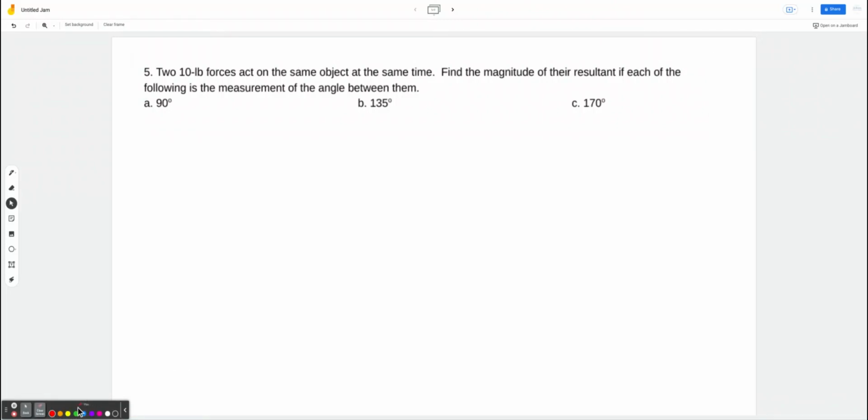Why is this thing so small? What did I do to it? I don't know, but we're going to go with it.